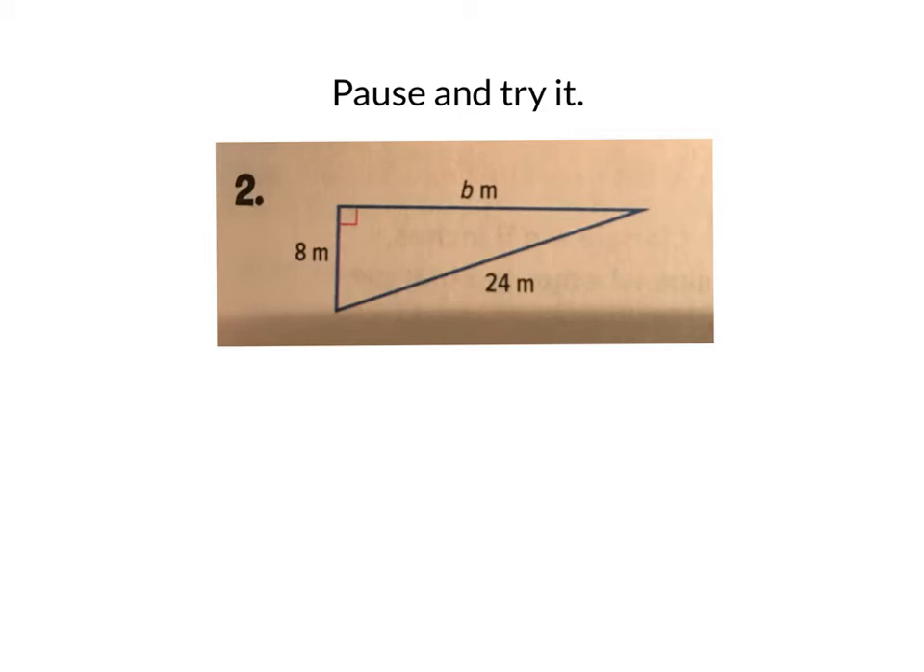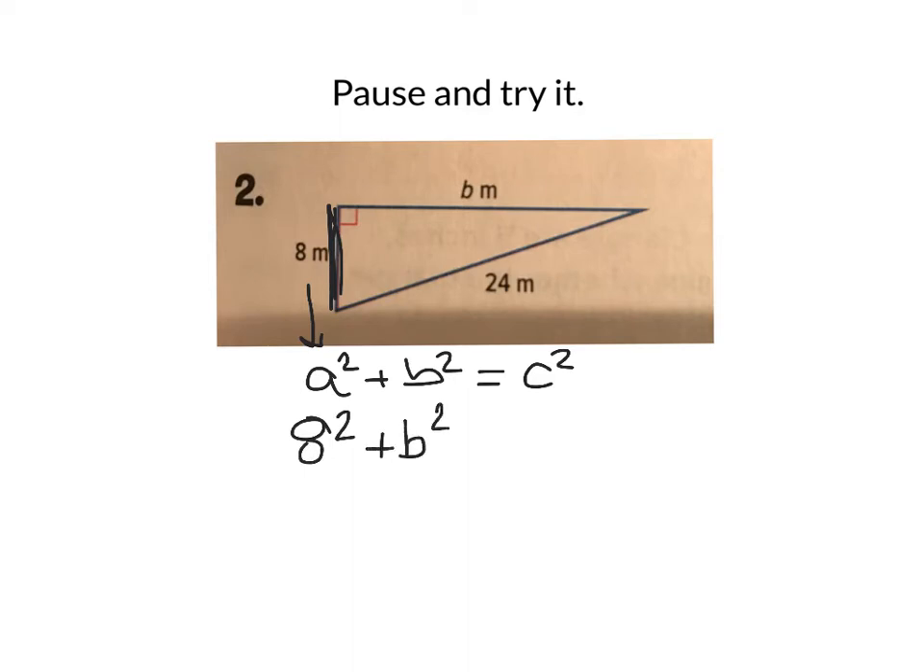All right, so in this case, they're not giving you both legs. They're giving you a leg and the hypotenuse, but the formula is still the same. We're still working with our Pythagorean theorem, which is a squared plus b squared equals c squared. And so now I can plug in the parts that I know. So this is one of my legs, so I'm going to say that this is a. 8 squared plus b squared, because b is up here, I don't know what b is, equals 24 squared.